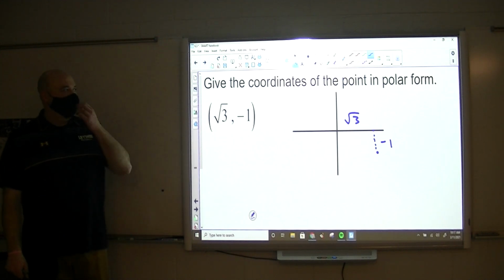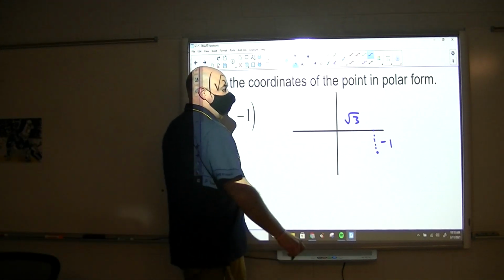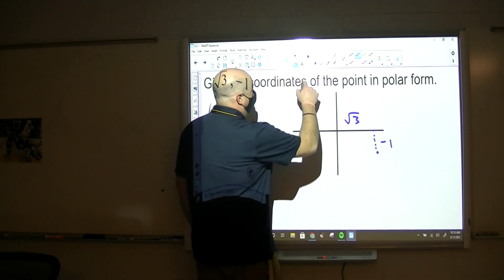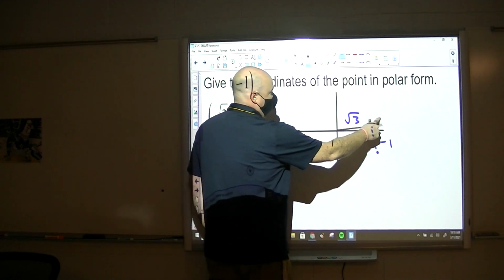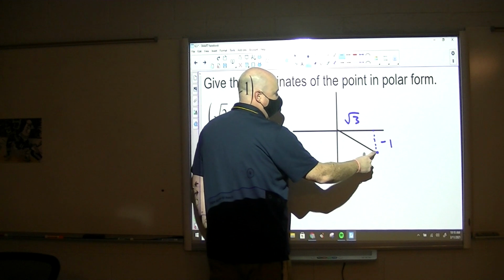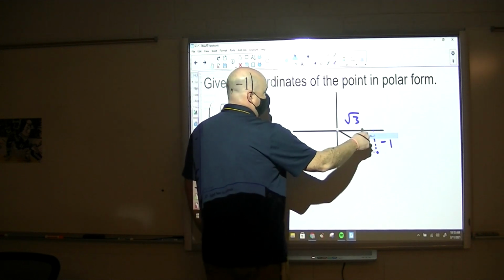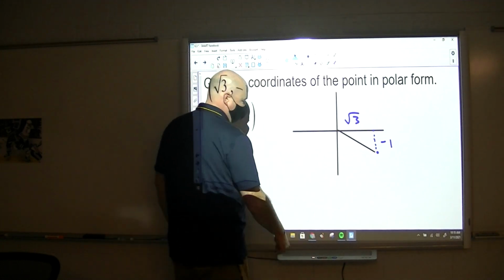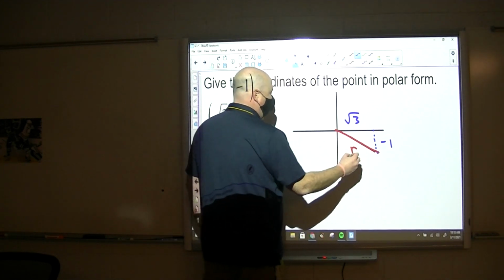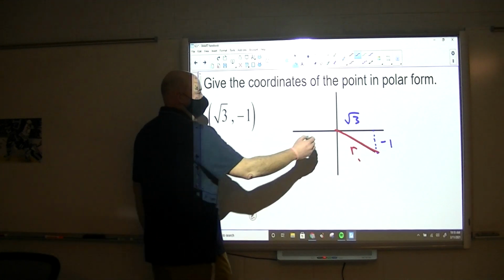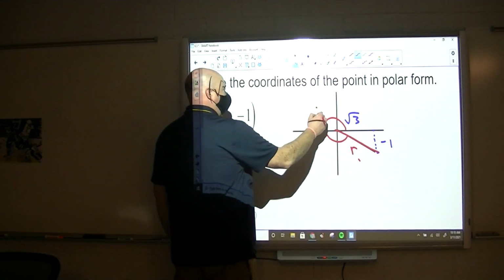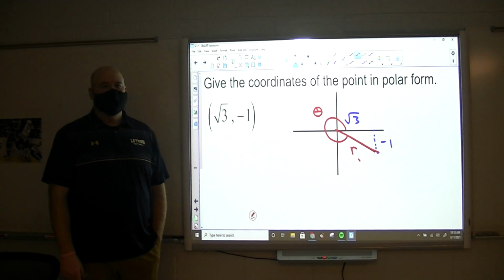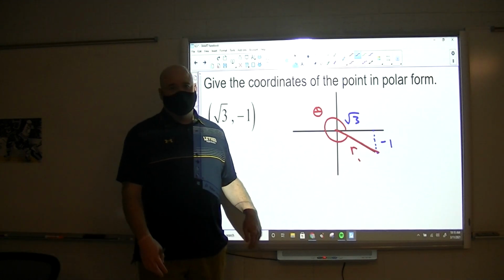All right? So give the coordinates in polar form. Polar form is not about over and down, it's about around and out, right? So finding the coordinates of that point, rotate around this far, rotate around this far and find that distance. But the angle is here, right? That's theta. Keep that in mind. Okay? Keep that in mind.